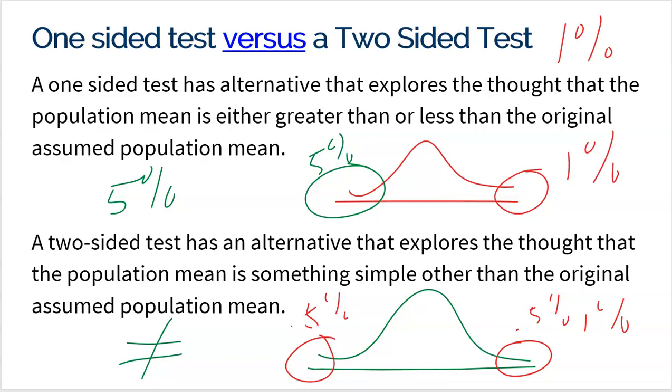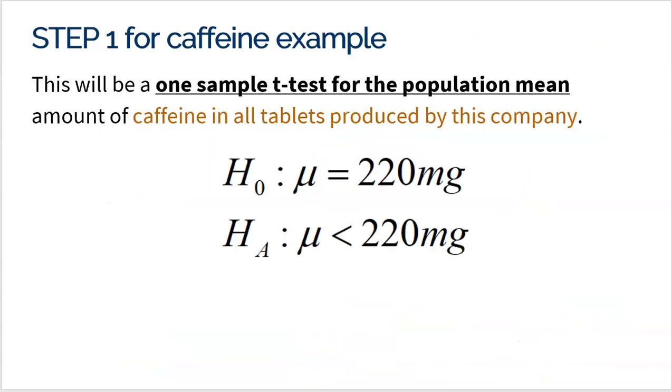The only real issue that you have to remember is if you have a two-sided test, because you're using a not equal to sign, when you get to the very end of the problem, all you really have to do is double your p-value before you make your conclusion. All right, so let's make this easy, right? Step one for our example should be very simple.